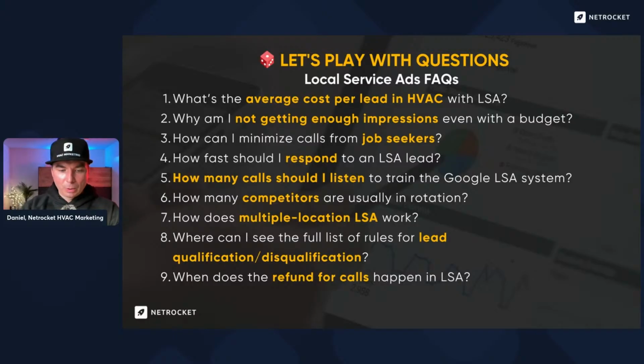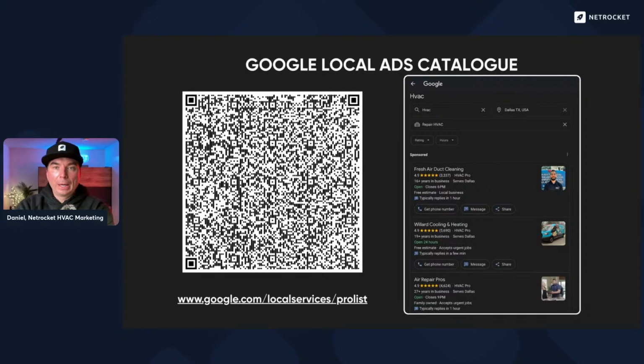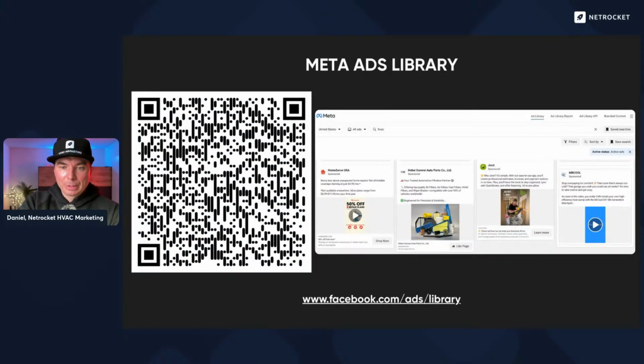Just real quick, we're finishing right now. I want to share that the official LSA support number is 4833272144. This is how you can call LSA. Then the Google Local Ads catalog: this is how you can spy on your competitors and see who is advertising and who is in the competition with you. You can use google.com/localservices/prolist. Then the Google Ads Transparency Center, where you can spy on your Google search and Google Ads competitors. And the Meta Ads Library, where you can spy on your competitors on Facebook.